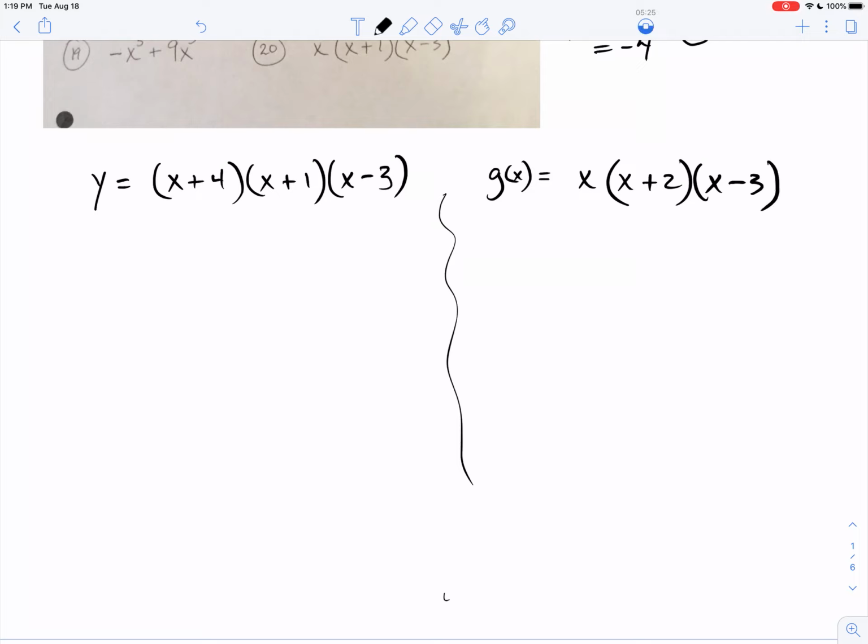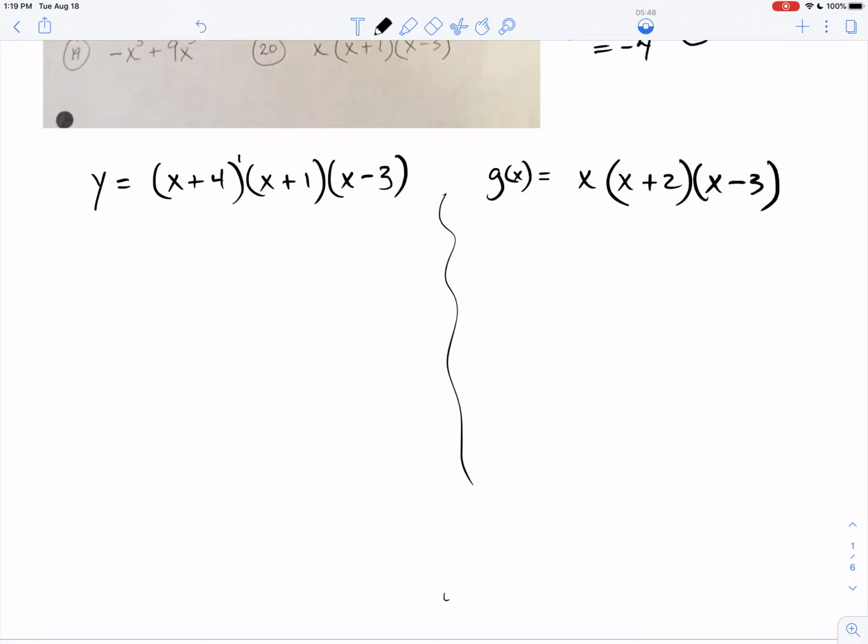Now, both of these problems are third degree polynomials. Now you might go, okay, what does that mean? Well, third degree means it's odd degree. Both of these are odd degree. If a problem is in factored form, this is a linear factor.